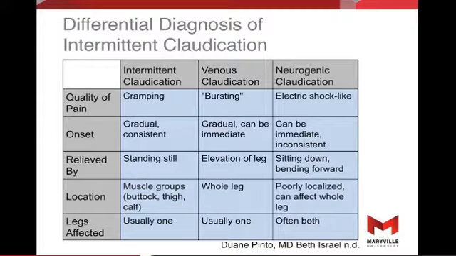So this is a good table to review to understand intermittent versus venous versus neurogenic claudications. It goes through the different types of pain, the onset, what may be relieving the pain, the location where these are more common, and the legs affected. So it's a good review for you to go through on your own about the different types of claudication.